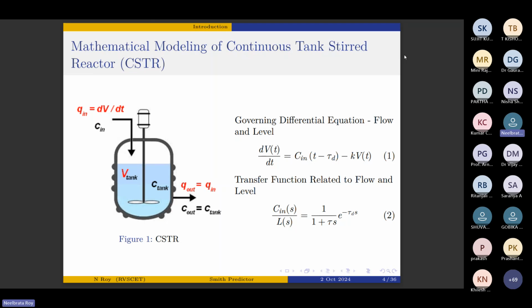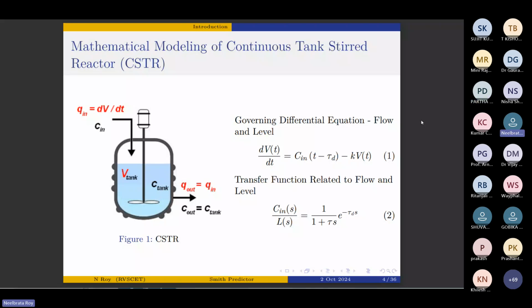You can see equation number 1, the rate of change of volume of the tank and the inflow rate is given by equation number 1. Here the time delay is the time taken by the fluid to move in the tank from the source. So taking the Laplace transform of that, we will get the relation as shown in equation number 2.